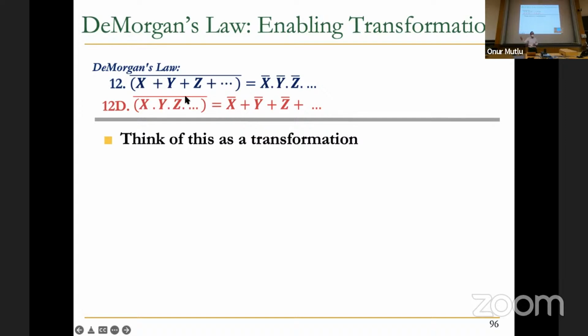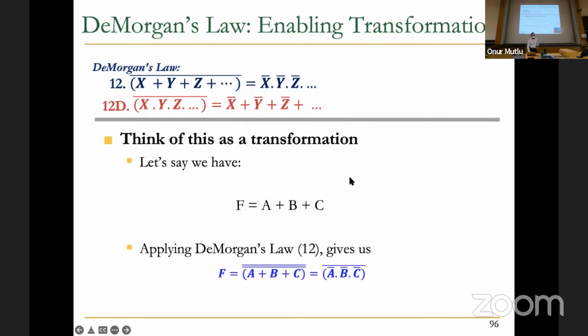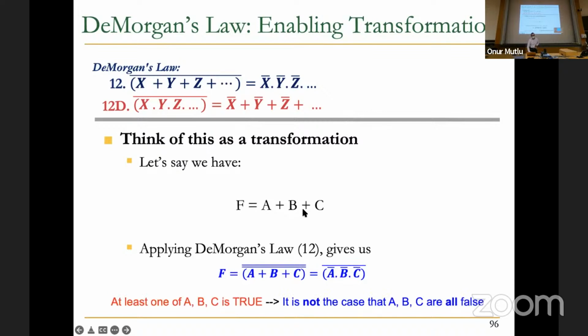I'm not going to say the dual in terms of logical words, although it's very easy to say clearly. But let's say we have a function f equals a plus b plus c. If you apply De Morgan's law, you basically complement it twice. If f equals a plus b plus c is true, then this is De Morgan applied to it. Logically, you can verify things. This means that for this function to be true, at least one of a, b, c should be true. And De Morgan says it is not the case that a, b, c are all false. That's the idea of De Morgan.